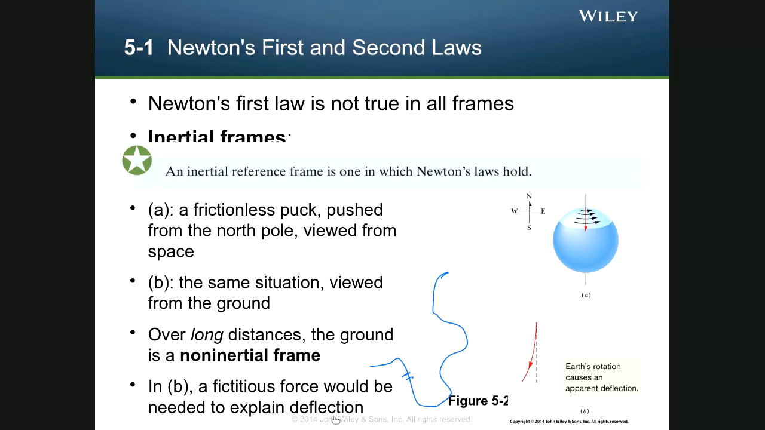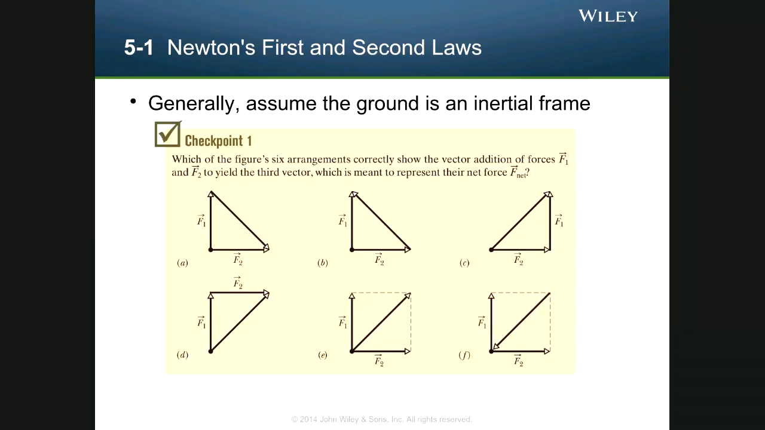But we're going to consider non-accelerating inertial frames. That's where Newton's laws apply. So we want to do this easy little checkpoint here first. This is really a chapter 3 checkpoint, just redone.